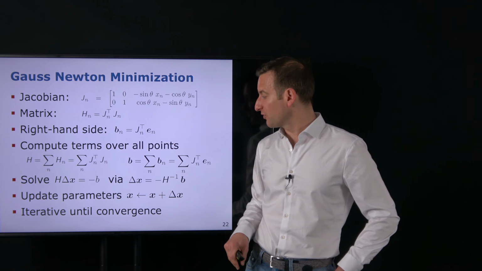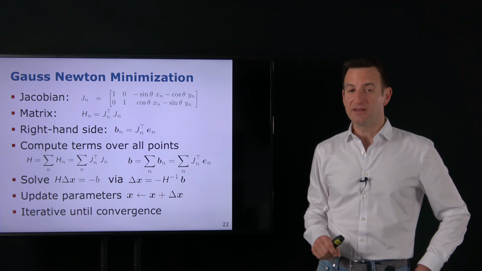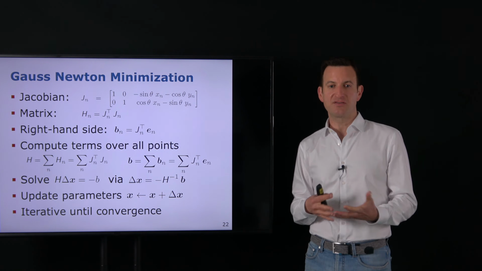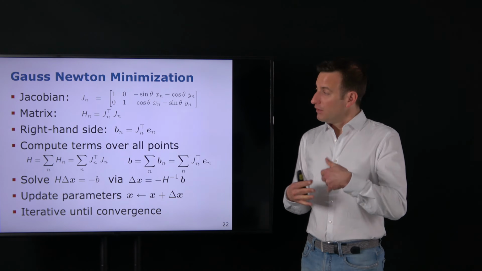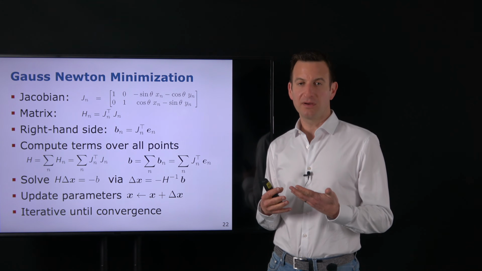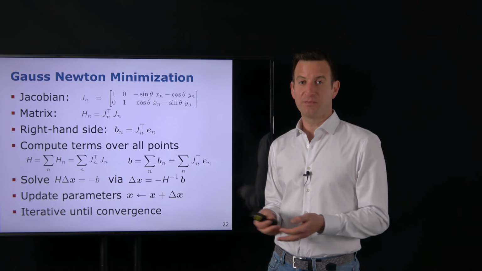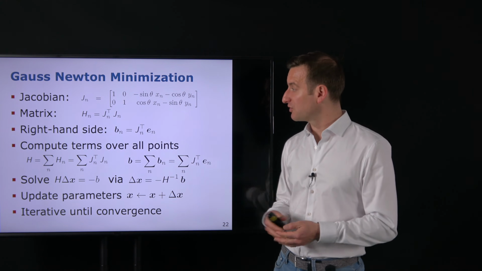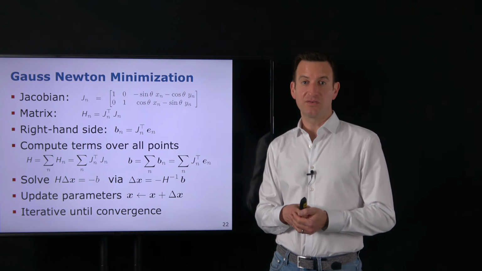So I update my transformation parameters, and I iterate until convergence. So, the standard least squares approach. What I've replaced in here is basically the SVD-based alignment that we derived in the first part of the lecture, by the standard least squares approach.